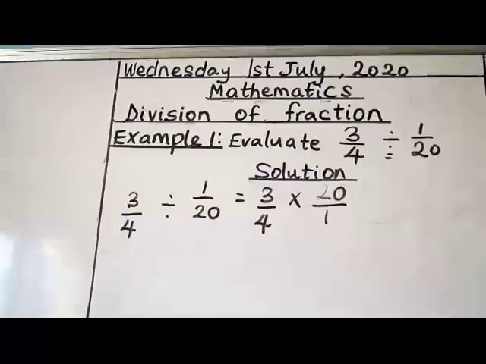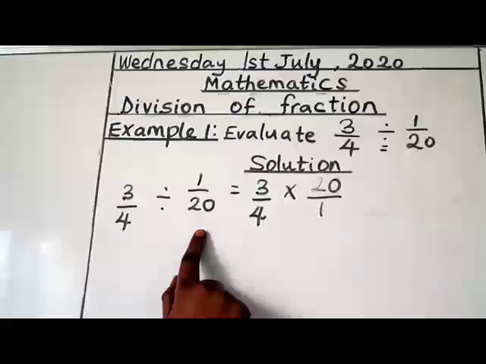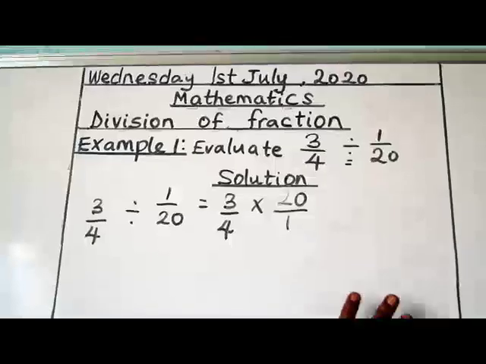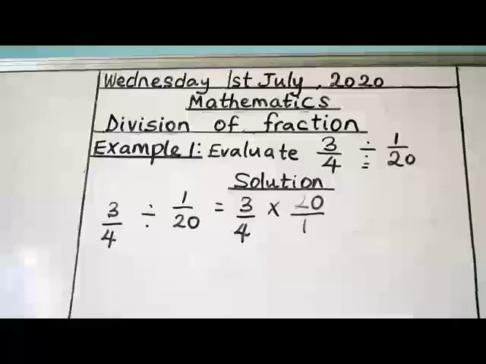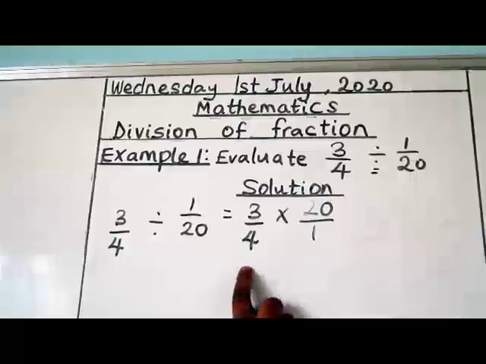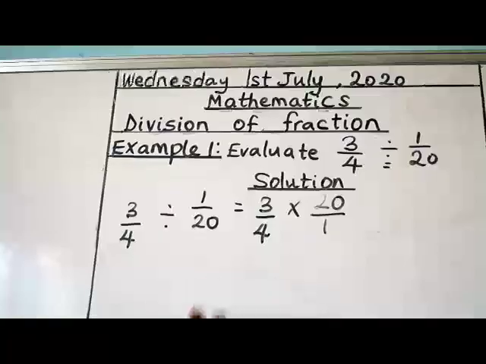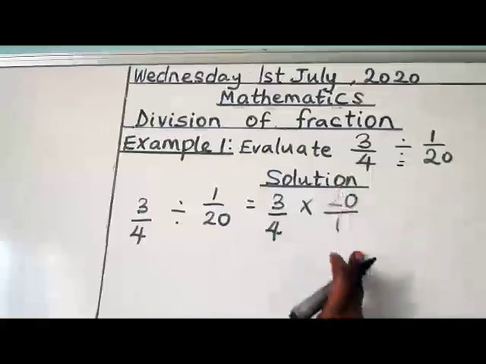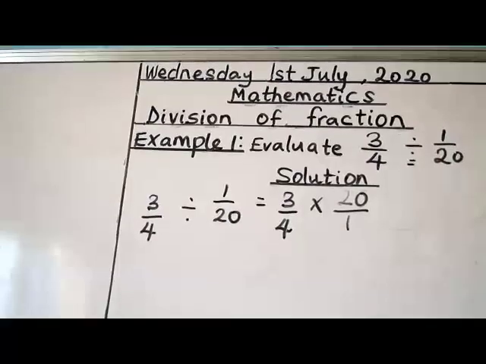Let me start from the beginning again. I have 3 over 4 divided by 1 over 20. Now I said I have to change this sign to multiplication so that I can go on with solving this question. So this first fraction will remain the same. It will remain unchanged. Now the moment this sign changes to multiplication, the owner of the sign, which is the second fraction, will have to change. The denominator will go up as a numerator, and the numerator will come down as the denominator. I hope you got that.